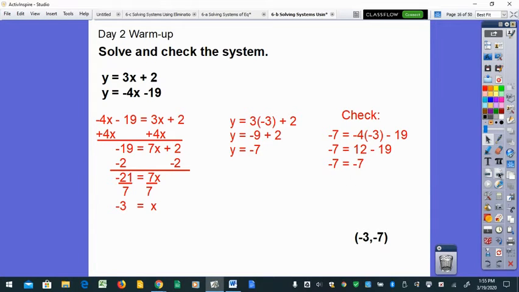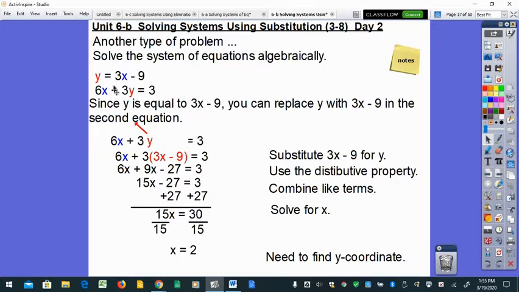We went one step further with substitution, where what if they were not both equal to y? We do not have to solve the bottom one for y. As long as we have one equation solved for one of the variables, we can go into that second equation, find that variable, in this case y, remove him and replace him with what his other name is, in this case 3x minus 9. This led us to the distributive property, which you guys did a great job in the fall with. 3 times 3x is 9x, and 3 times 9 is negative 27.